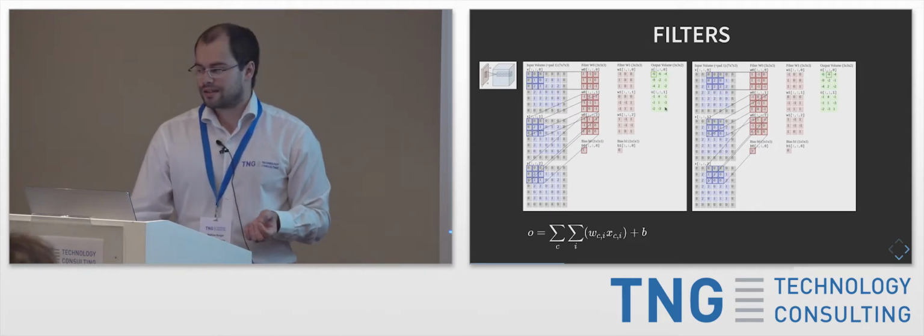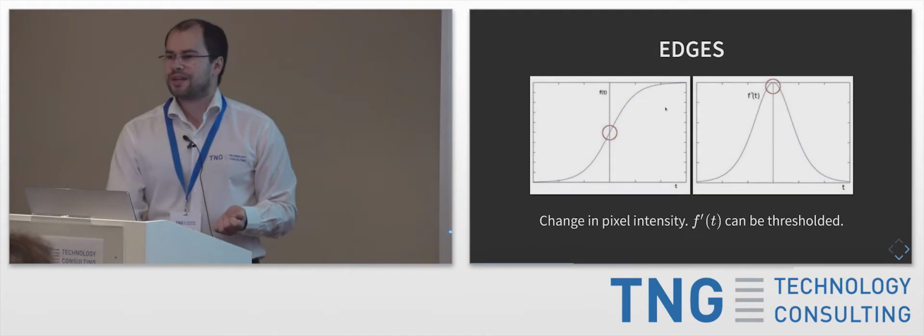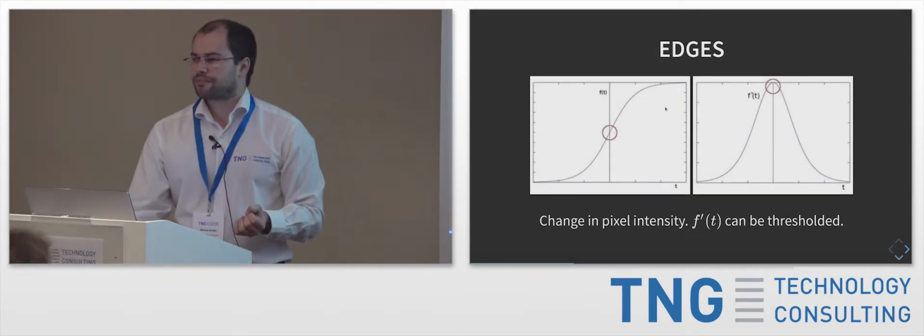So that's basically it. You need to multiply and add in general. So how does edge detection work, and why does it work with filters?